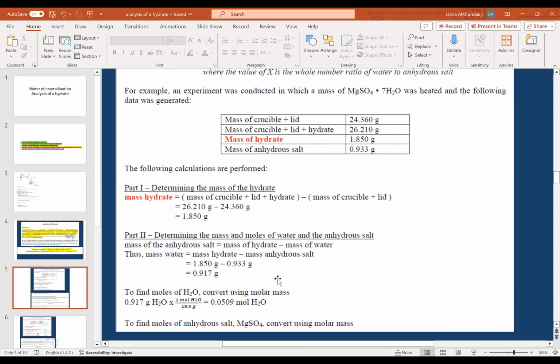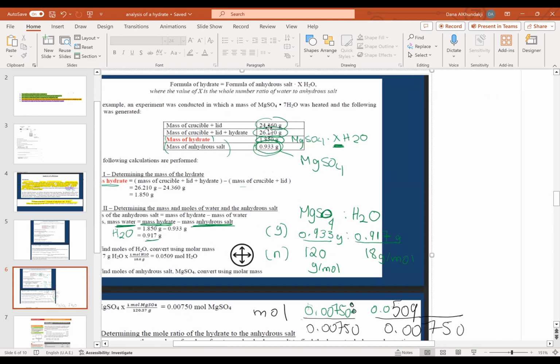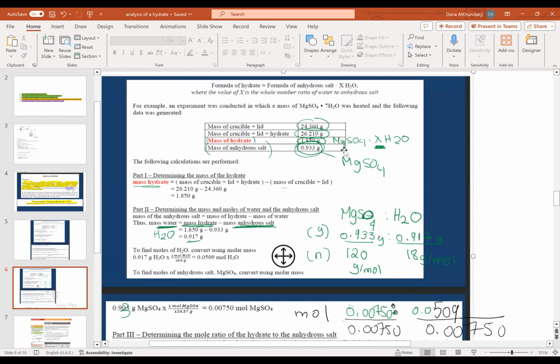Why are we doing this? Because eventually you want a ratio between the water and the magnesium sulfate. What happens over here is that you're going to have a relationship between the magnesium sulfate and the water of crystallization. So you need to find this value X.